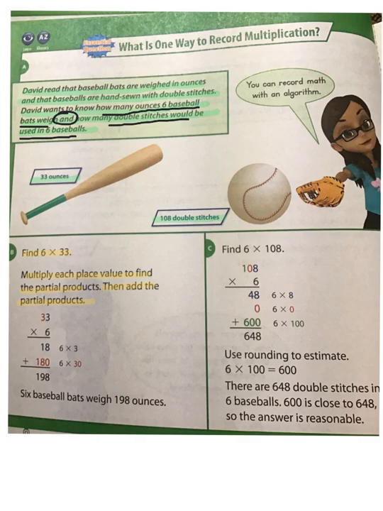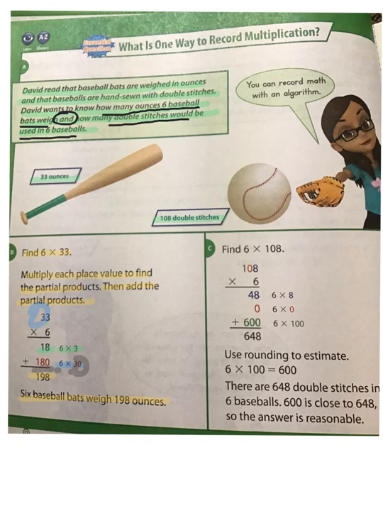First, we're going to multiply the ones place. So we need to multiply 6 times 3. And they wrote it to the side just like we did yesterday. 6 times 3 is 18. Next, we are going to multiply 6 times this 3. And this 3 that I circled is not worth 3, it is worth 30. So we are going to multiply 6 times 30, and we know that the basic fact of 6 times 3 is 18, so then we just have to add our extra 0. Then add the partial products and you will get 198. So 6 baseball bats weigh 198 ounces.